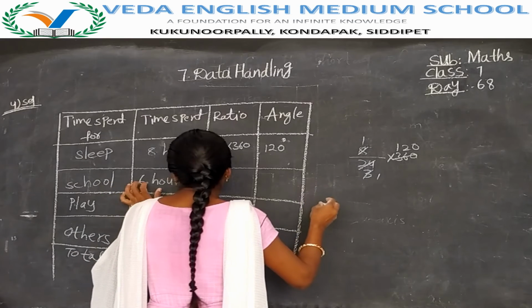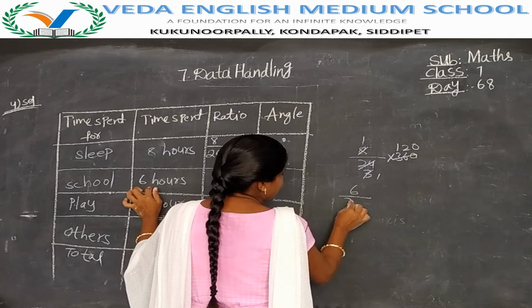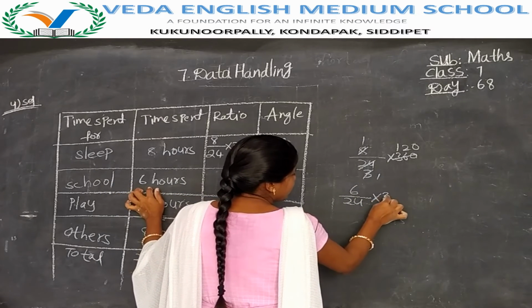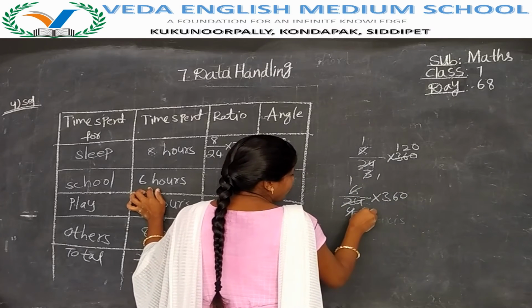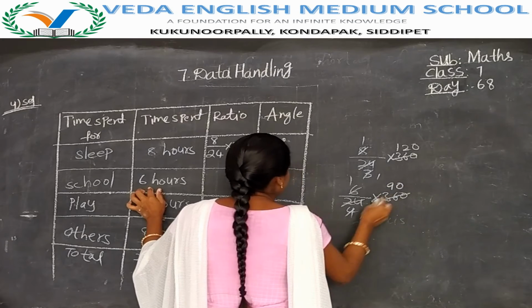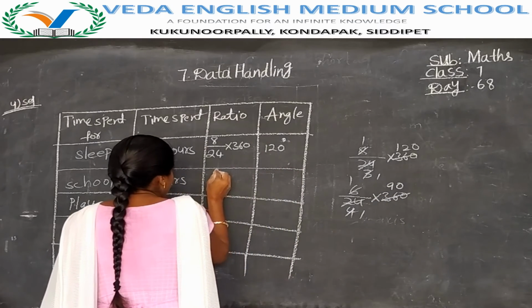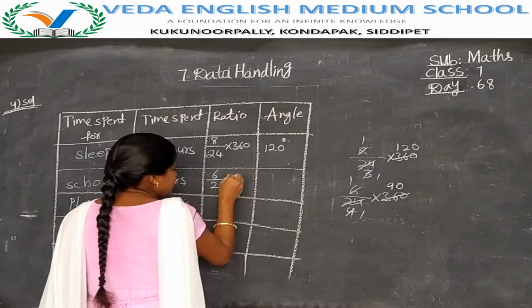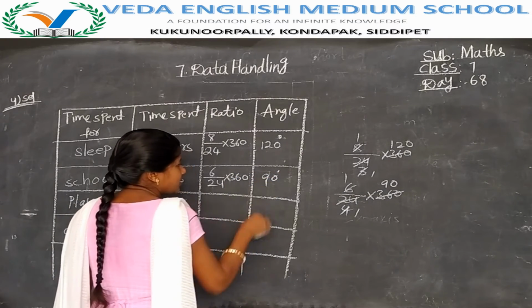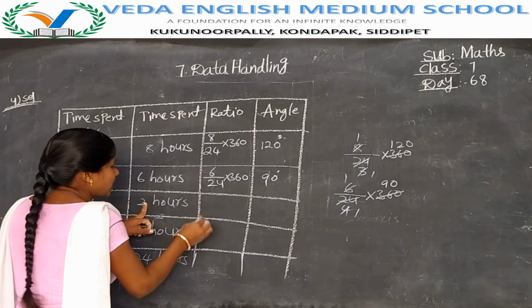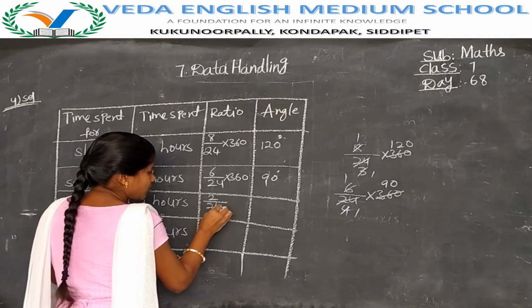Next, the second one, for school: 6 hours, total 24 hours, into 360. 6 ones are 6, 6 fours are 24, 4 ones are 4, 4 nines are 36: 90 degrees. 6 by 24 into 360, here we are getting 90 degrees. Next, the third one: 2 hours by 24 into 360.